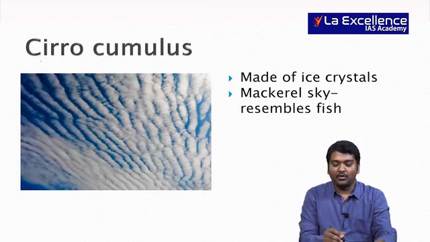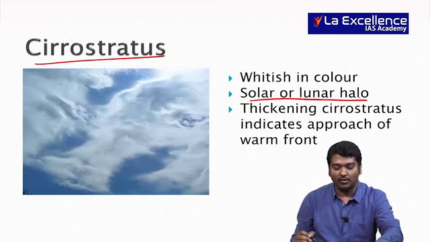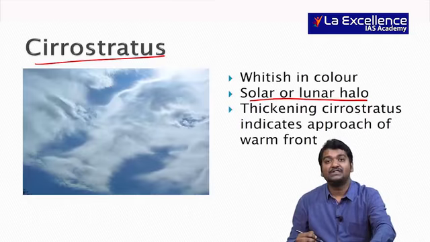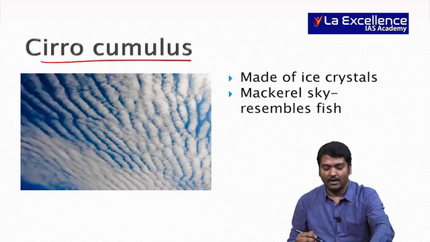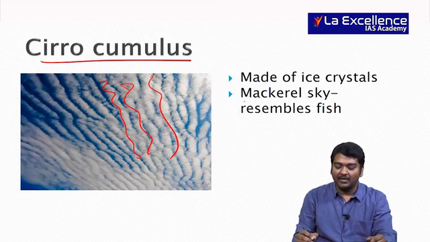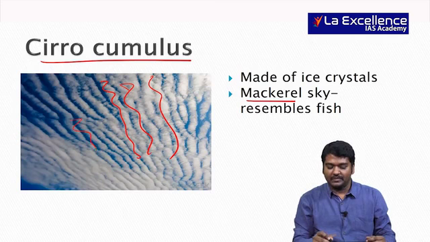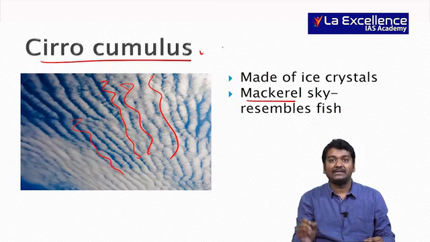Cirrostratus, cirrocumulus. And cirrostratus is associated with this particular type of sky that is called a solar or lunar halo. What is it? Solar or lunar halo. What is it? Cirrostratus. Cirrocumulus, can you see? Usually a mackerel fish is like this. On the mackerel fish, these shapes are usually seen. We call it a mackerel sky.